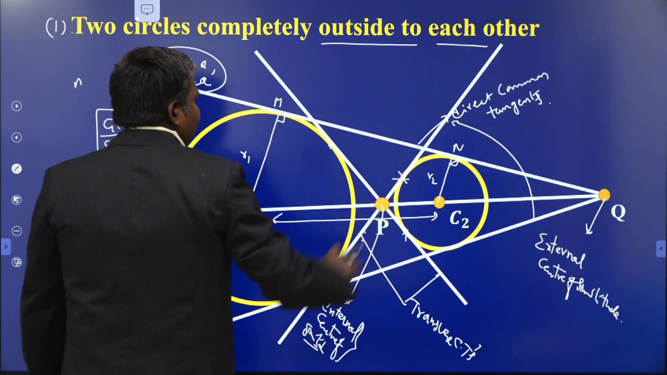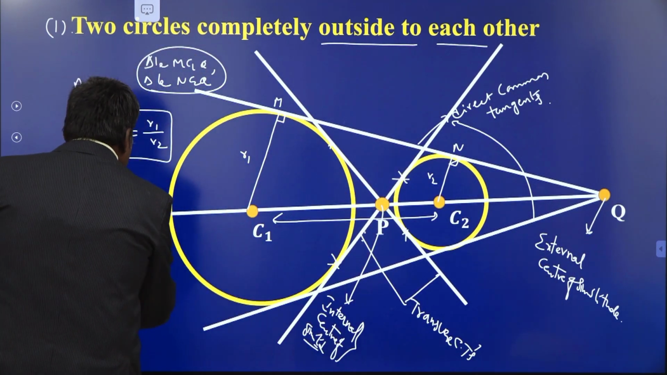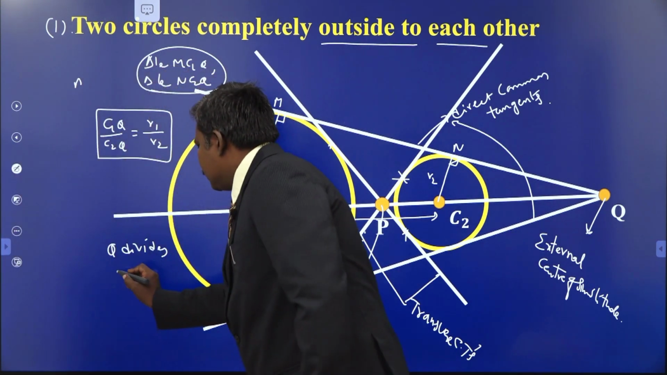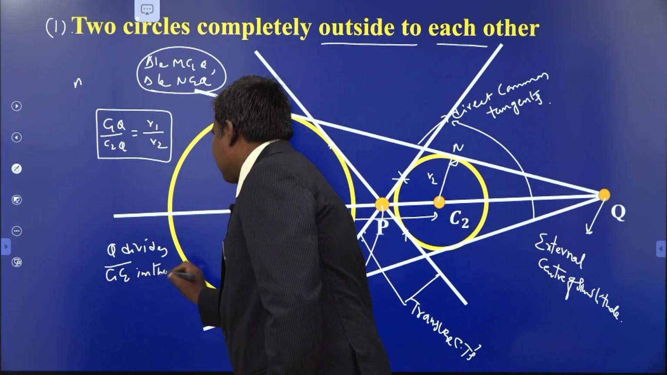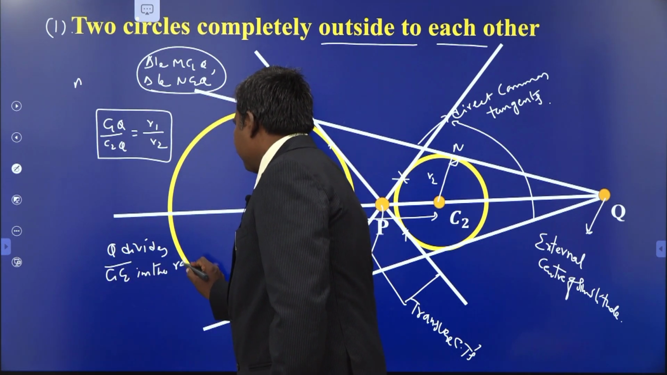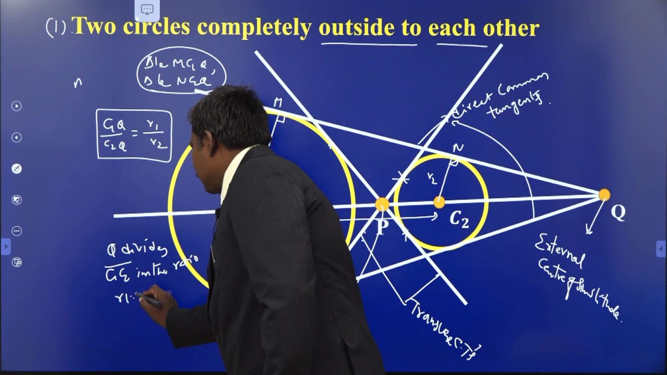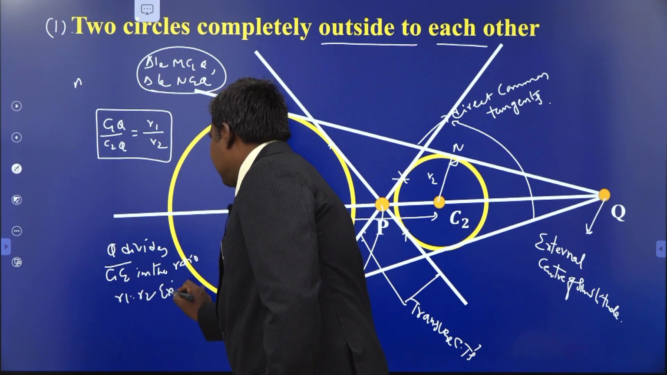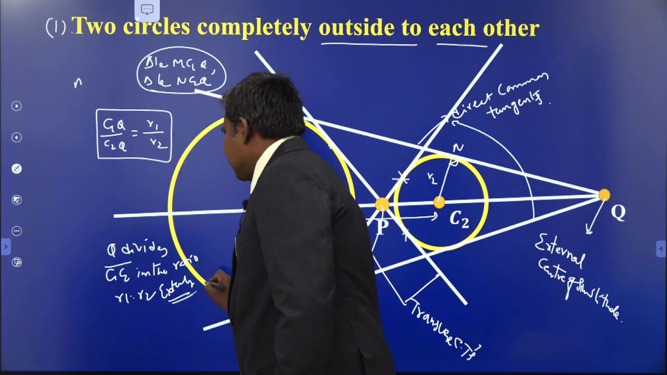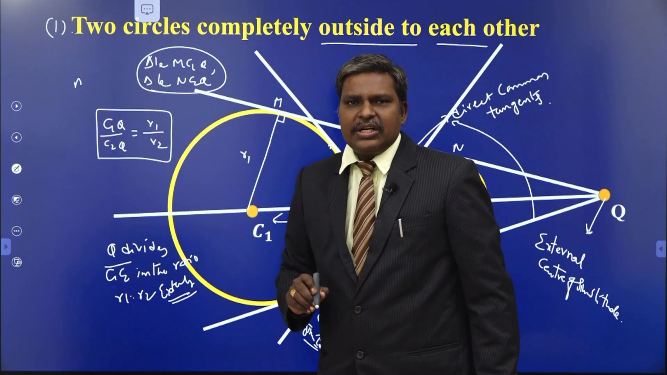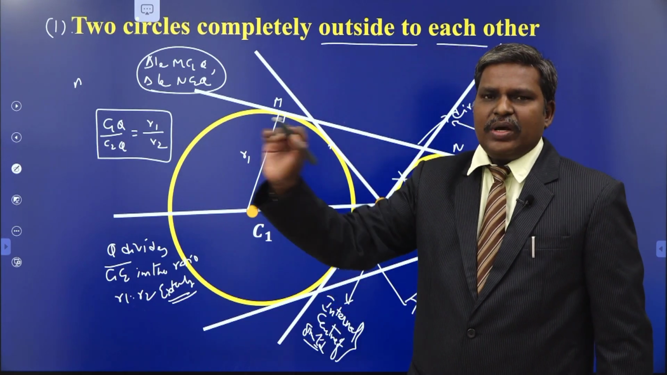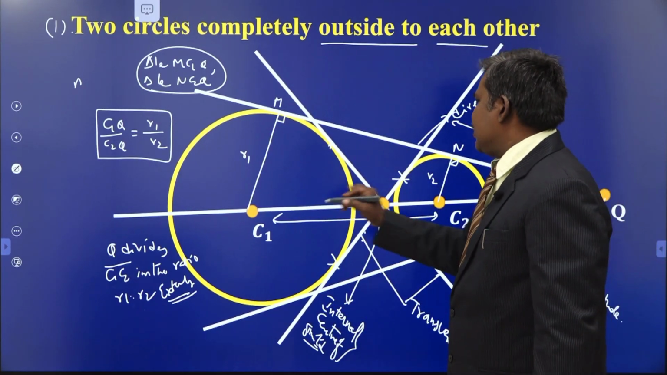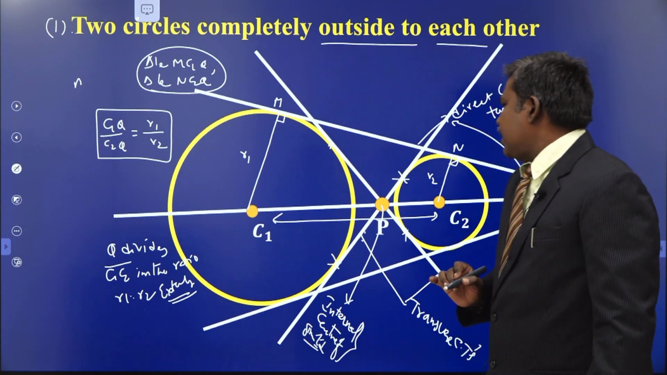By the property of similar triangles, Q divides the line joining C1C2 in the ratio R1 is to R2 externally. Listen carefully. That point Q is said to be the external center of similitude. Q divides the line joining C1C2 in the ratio R1 is to R2 externally.